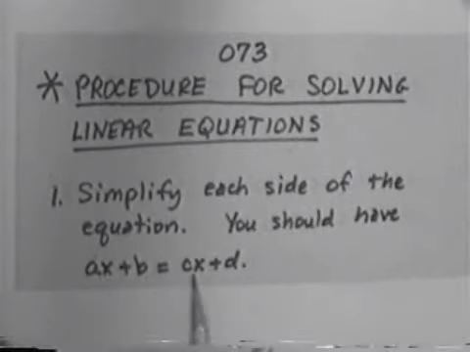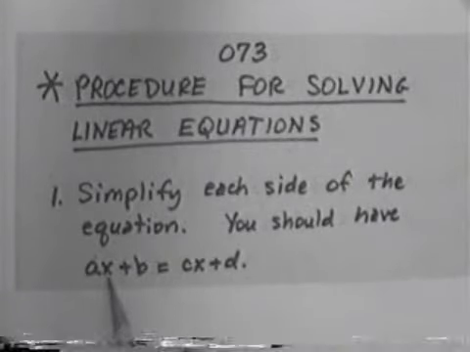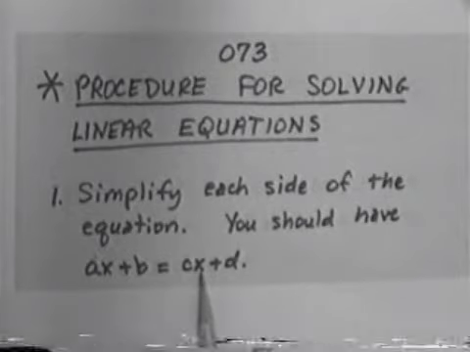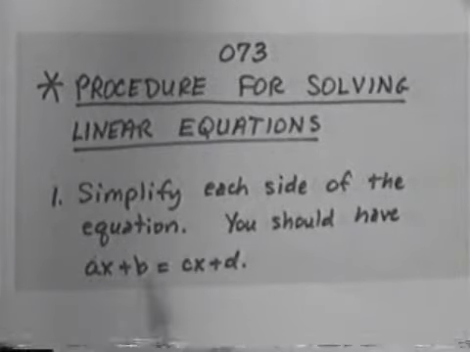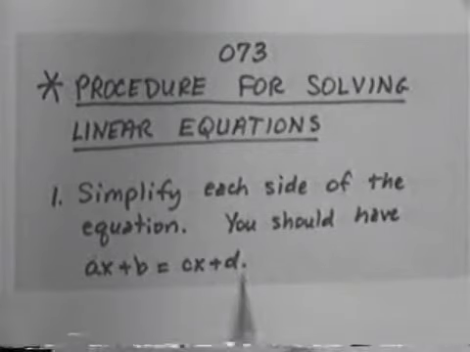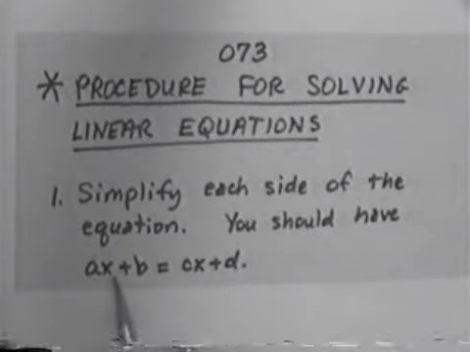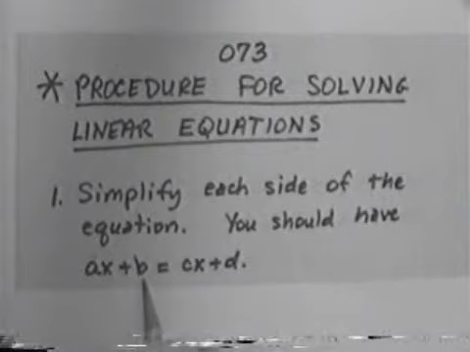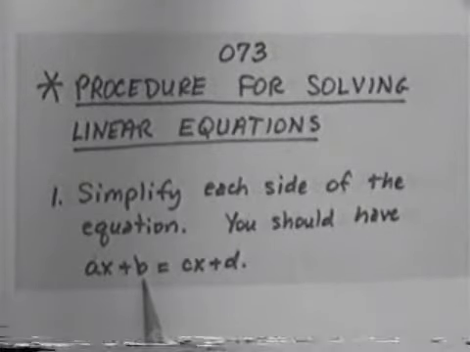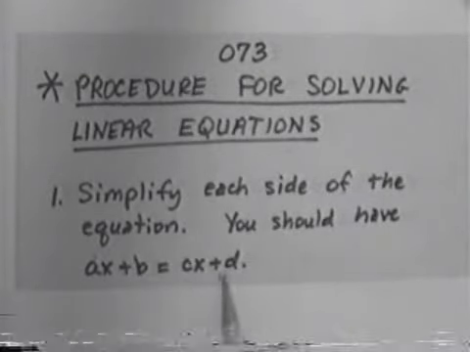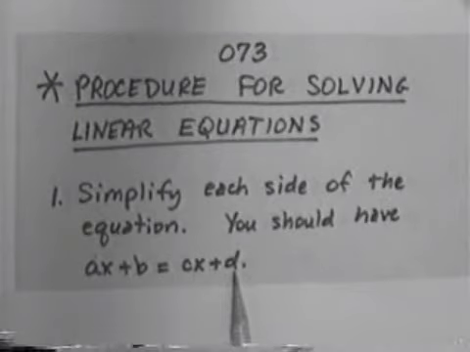In these expressions, the x is understood to be the variable. The a, b, c, and d stand for constants. And so we have a variable term plus a constant term on the left side of the equation, a variable term plus a constant term on the right side of the equation.